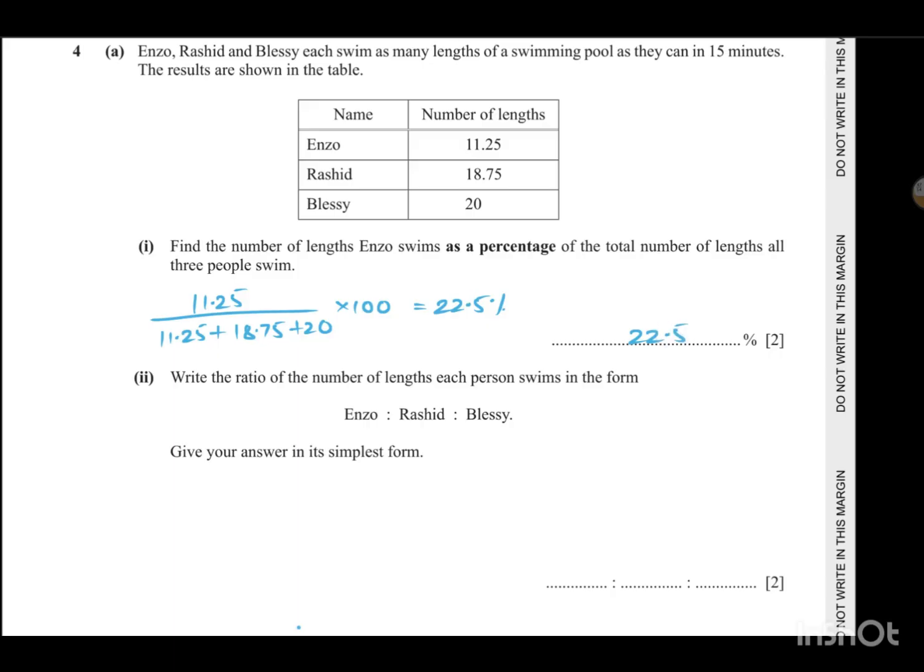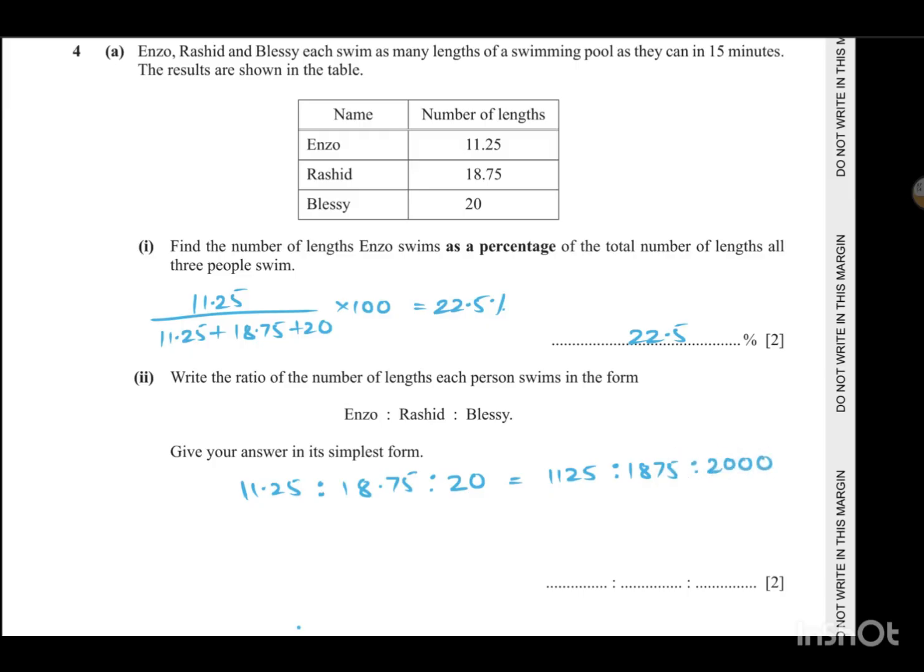Question 2. Write the ratio of the number of lengths each person swims in the form Enzo is to Rashid is to Blessy. Give your answer in the simplest form. Two of the numbers are in decimal and one number is not. So first let us remove the decimal point from all the numbers. To remove the decimal point, I have to multiply by 100, so I will multiply 20 by 100 also. Then only we will get the right answer. So this is 1125 is to 1875 is to 2000.